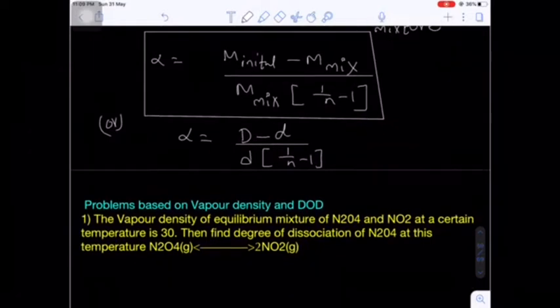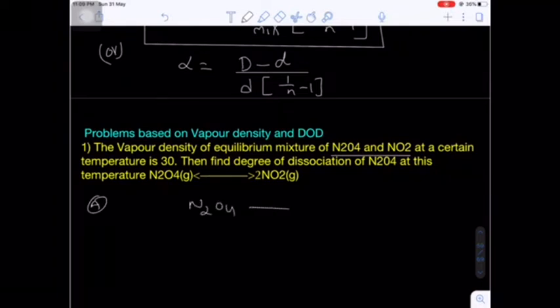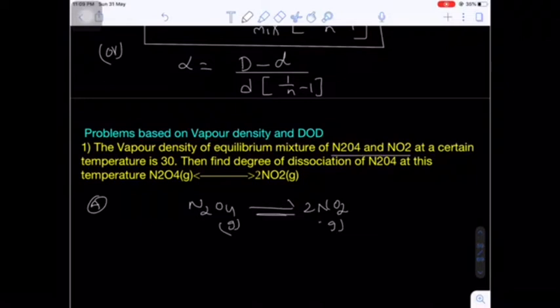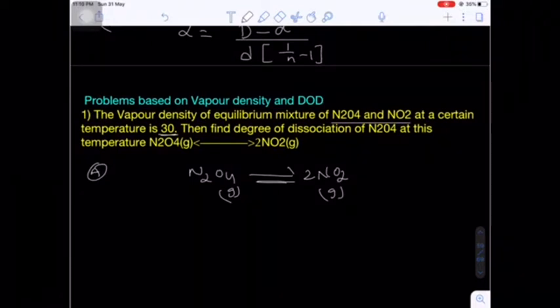Now we have some problems regarding vapor density and degree of dissociation. What is the first sum given here? The vapor density of the equilibrium mixture of N2O4 and NO2. So there is an equilibrium given to you. First of all I am writing the equilibrium: N2O4 equilibrium 2NO2. At a certain temperature the vapor density given to you is 30.